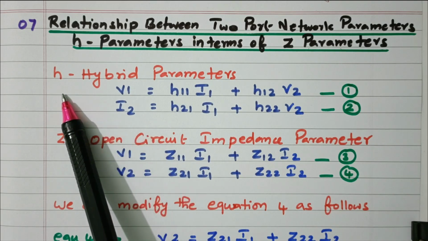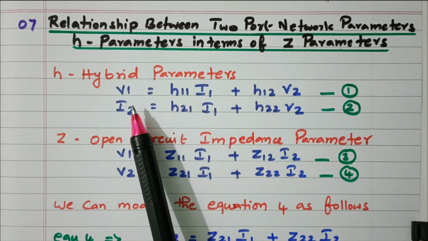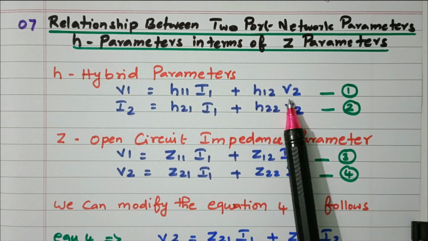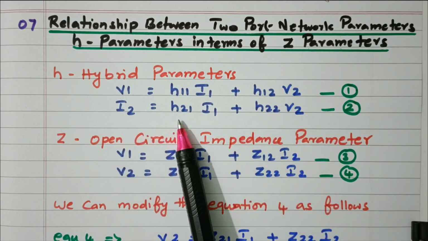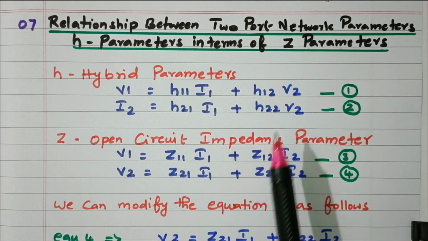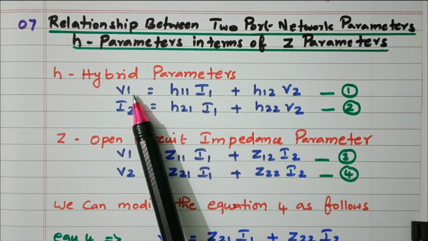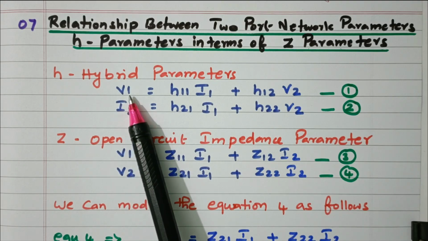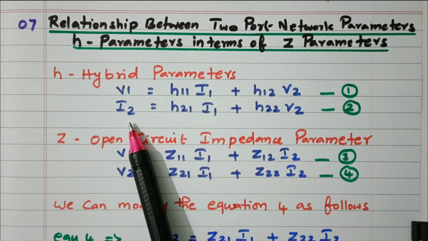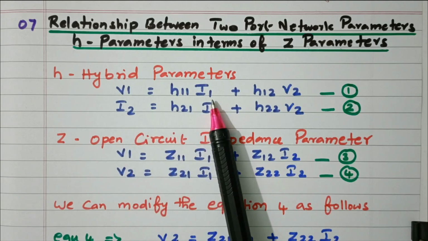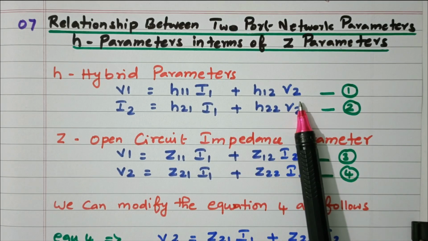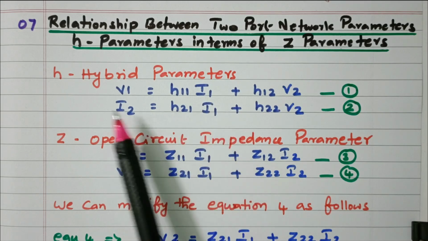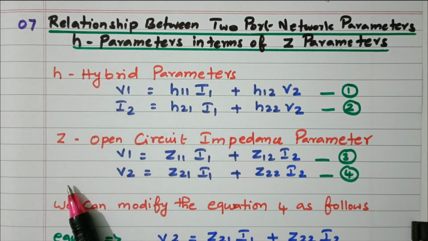Now we'll see the general equation of a hybrid parameter. V1 equal to H11 I1 plus H12 into V2. I2 equal to H21 I1 plus H22 V2. One refers to the input port, two refers to the output port. So input port voltage and output port current are expressed in terms of input port current and output port voltage. So both voltage and current are mixed together. So that is called a hybrid parameter.